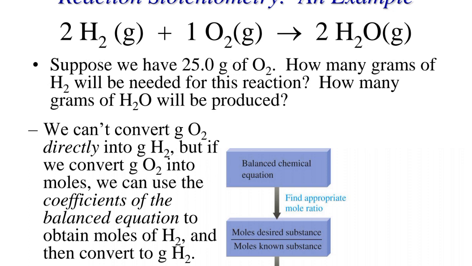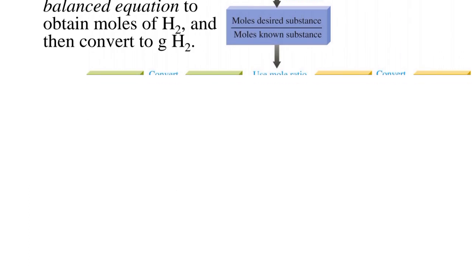We're going to answer these questions. Suppose you have 25 grams of oxygen gas. How many grams of hydrogen will be needed for this reaction, and how many grams of water will be produced? So how are we going to find that?